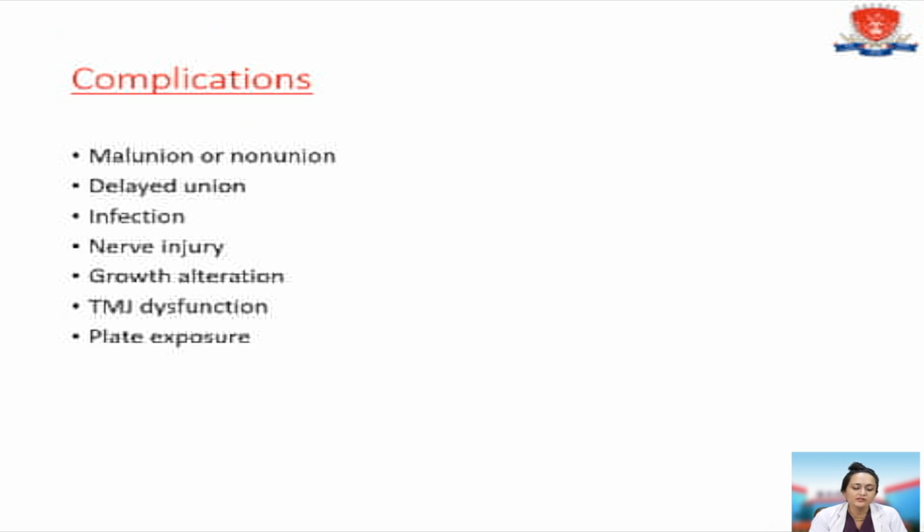So what are the complications? Malunion, non-union, delayed union. And during the surgery, there can be hemorrhage, nerve injury, growth alteration, and TMJ dysfunction. Thank you.